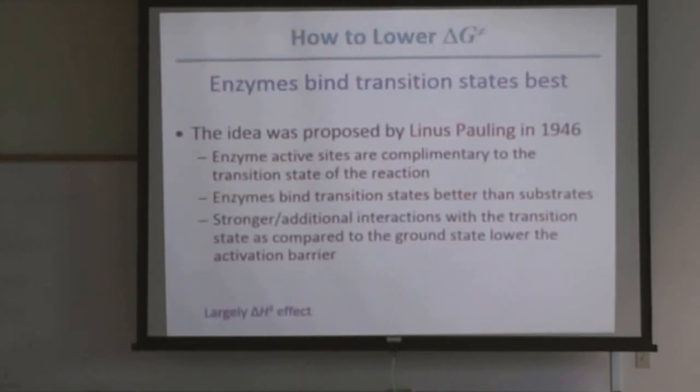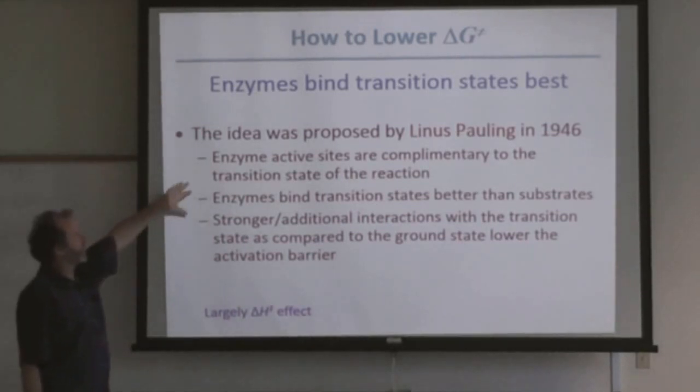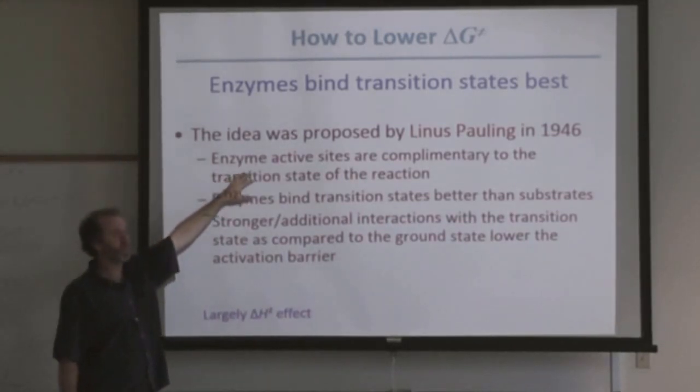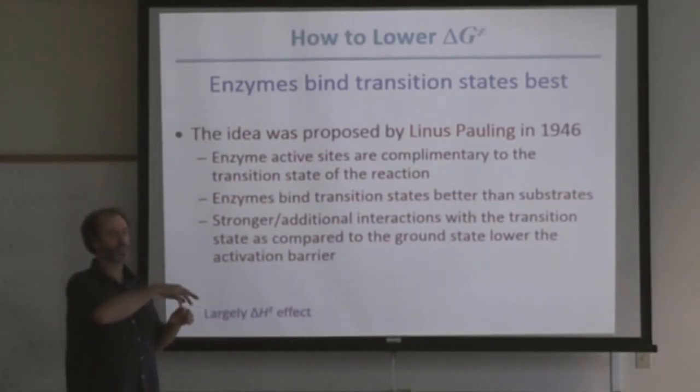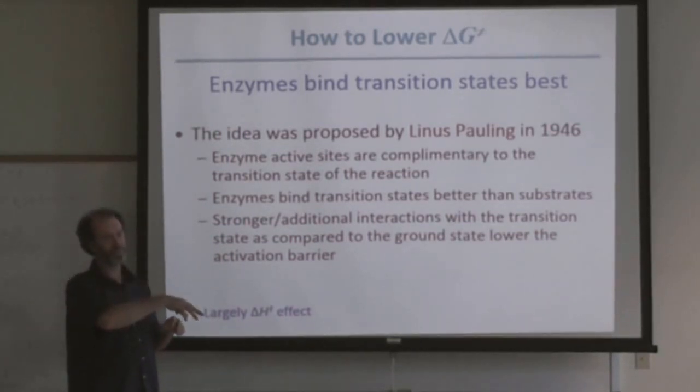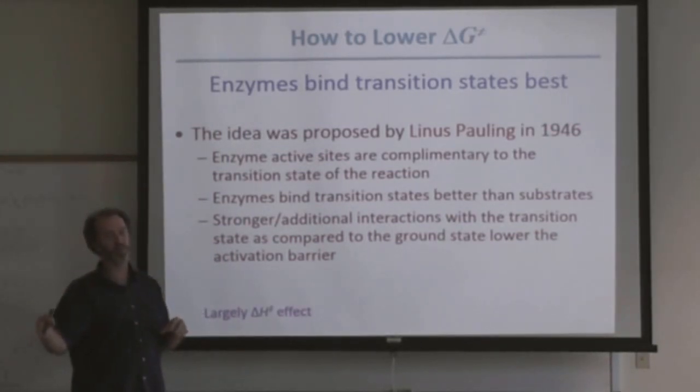So how do they lower the free energy of activation? Linus Pauling hypothesized that enzyme active sites, instead of being complementary to the substrate, are actually complementary to the transition state. So they, in effect, bind the transition state better than they do the substrate, lowering the energy of that transition state.